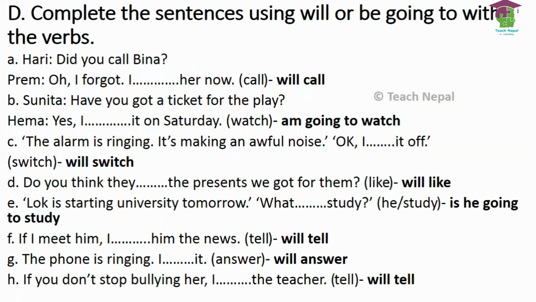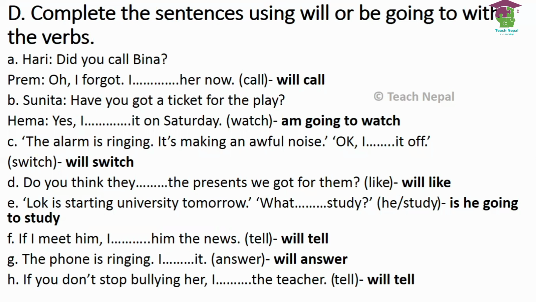But if you know the concept of will and going to, you can easily do this. In number D, it is given that you have to write the correct form of the answer using will or going to. Hari, did you call Bina? Prem says, oh, I forgot, I will call her now. Number B, Sunita, have you got a ticket for the play? And Hema is saying, yes, I'm going to watch it on Saturday. Watch, like I'm going to watch it, right?